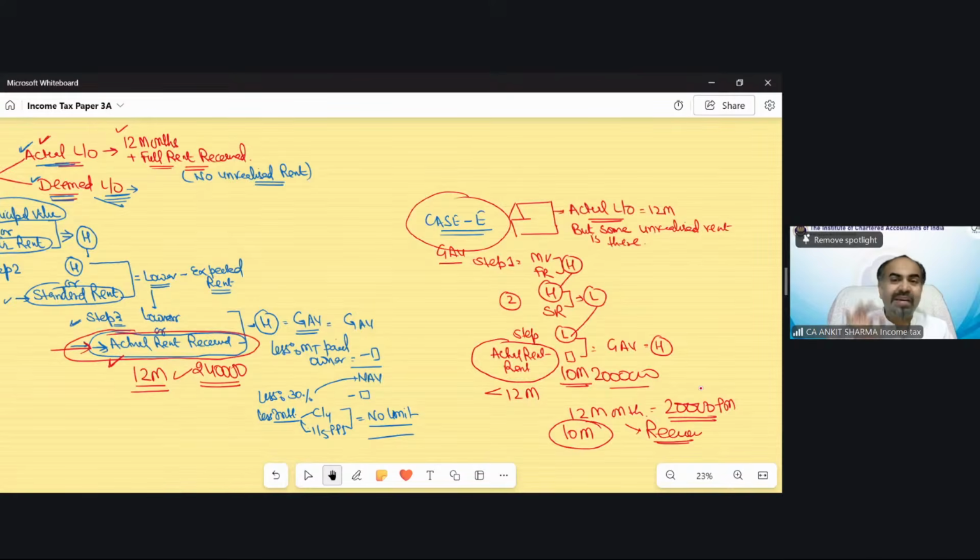You will be very clear. Once you understand that there is unrealized rent, you will forget about case A, B, D, etc. You now know how to solve that question. Focus on case number E. So that would be easy for you. So case number E understood. Any confusion in case number D and E?